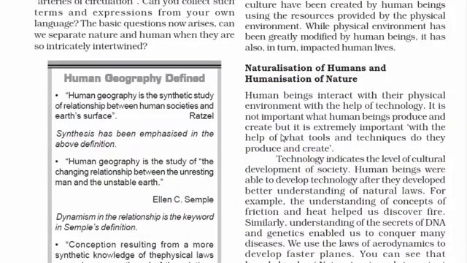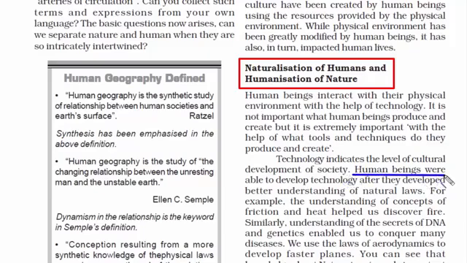We move on to the next topic, naturalization of humans and humanization of nature. Now we must realize that in order to develop or make something, we need to be aware of our surroundings and the things that are required to make what we want. This line over here nicely sums it up. Human beings were able to develop technology after they developed better understanding of natural laws.